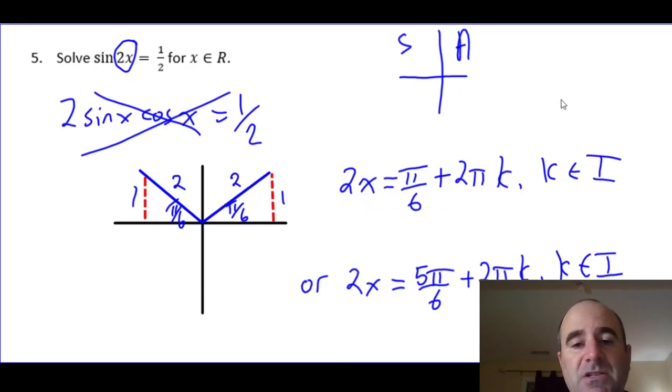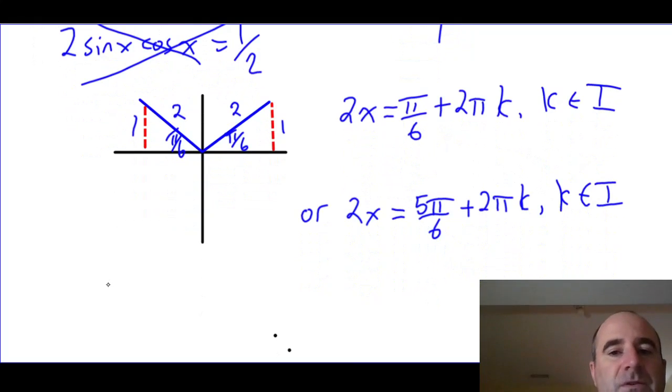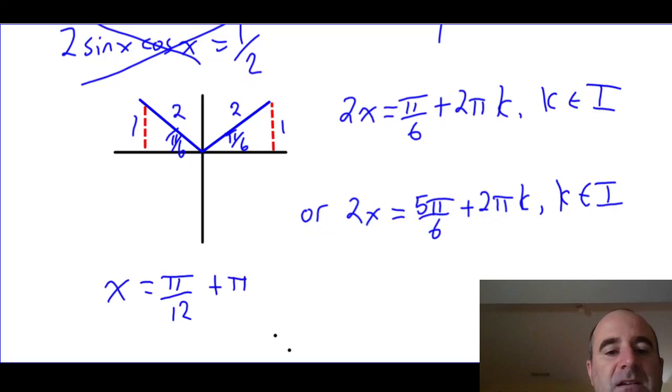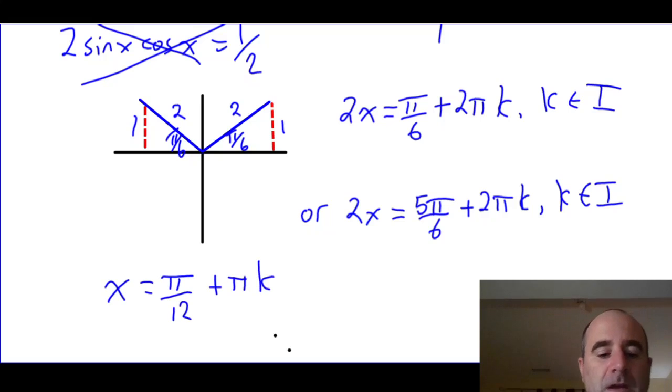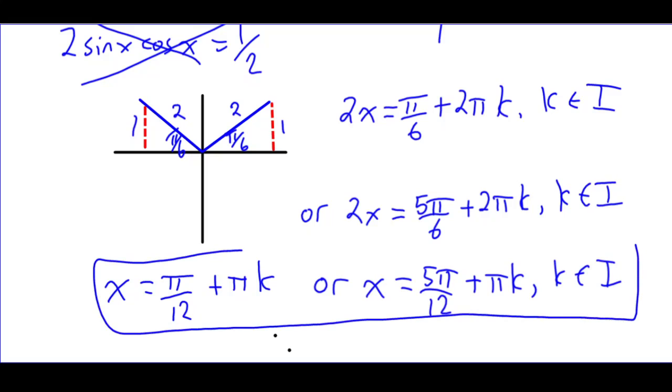Now we've solved for 2x, so to solve for x isn't actually much more difficult. We divide everything by 2. So divide both sides of the equation by 2, and you get your two answers. The first one being x equals pi over 12 plus pi k. And the second answer being x equals 5 pi over 12 plus pi k. I divided that by 2 as well, where k is any integer. And there are our two solutions to that question.